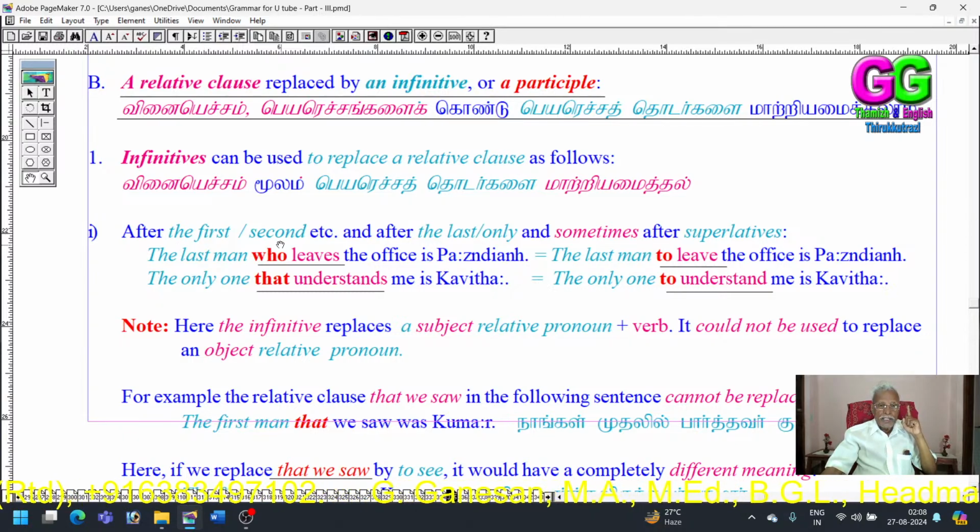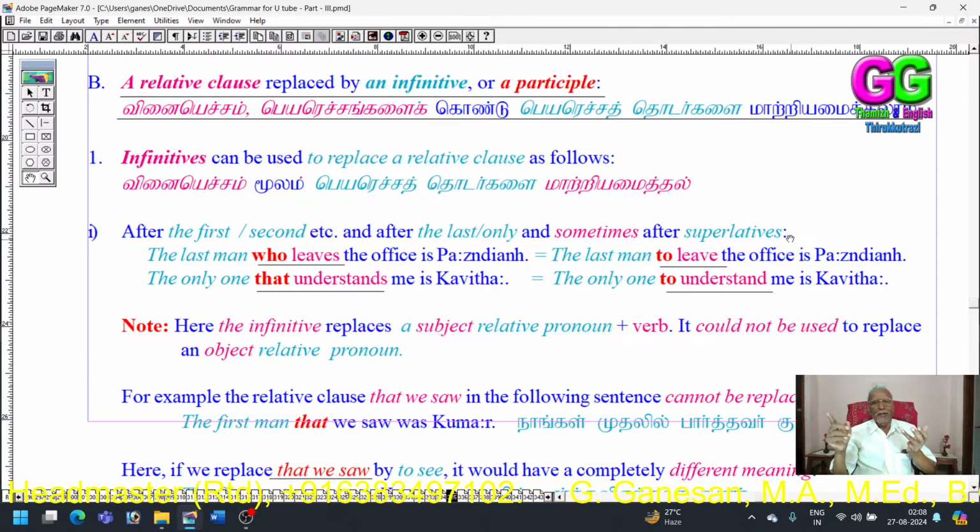After the first, second, after the last only, and sometimes after superlatives. That is, we can replace the defining relative clause by an infinitive when the relative clause follows the first, second, etc., the last, the only, and sometimes after the superlative degrees.